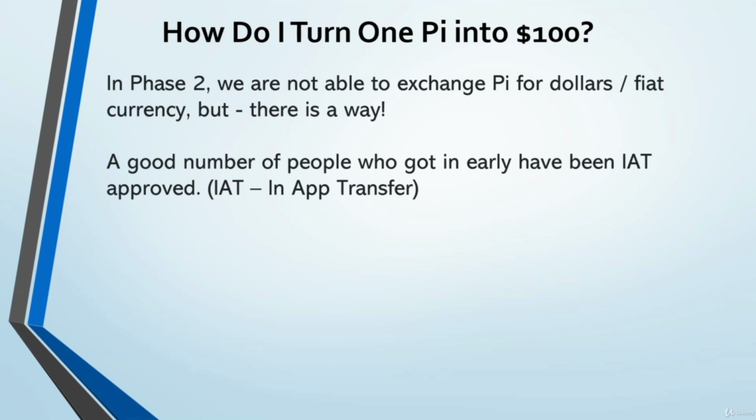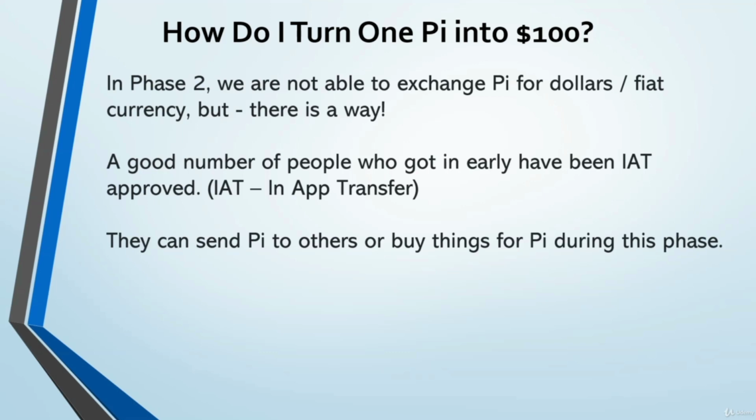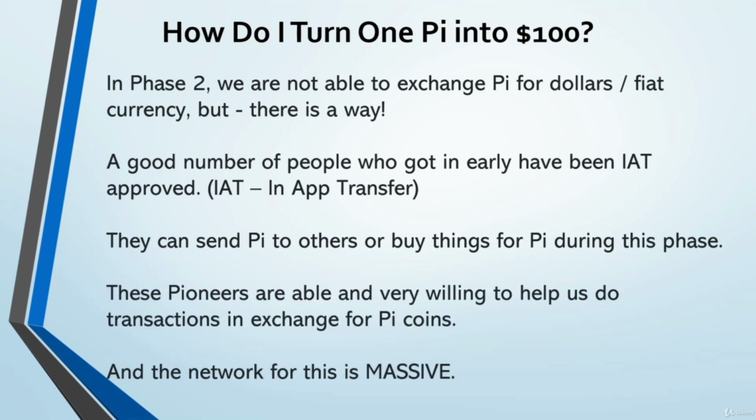So there is a group of people that got into Pi early, and they have been approved for in-app transfers. These people are called IAT, which stands for in-app transfer. They are able to send Pi to other people, or they are able to buy things for Pi during this phase 2 period right now. So they're kind of like insiders, and they have the inside scoop. They got in early, and because of that, they do have the ability to exchange Pi.